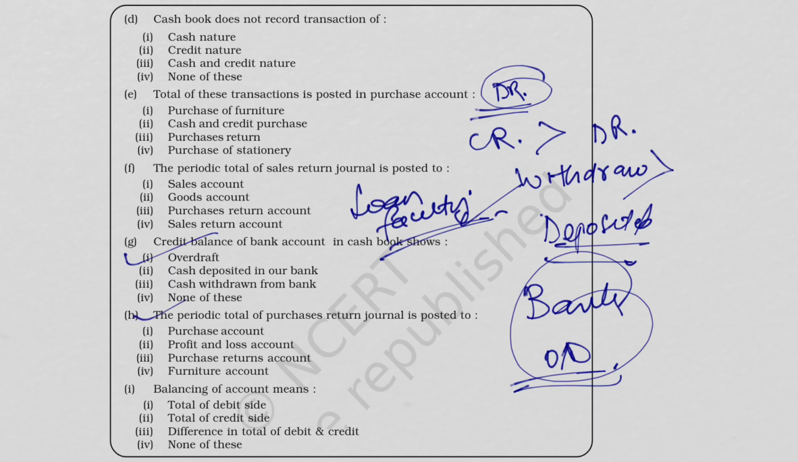Next we have: the periodic total of purchase return journals is posted to. What would be the answer? The answer would be purchase return account. Why? Purchase return journal basically records goods which are returned to suppliers. So at the end of the period, the total is credited to purchase return account and individual suppliers are debited. Why credit? Because the purchase return reduces the purchases, and a decrease in expenses is credited.